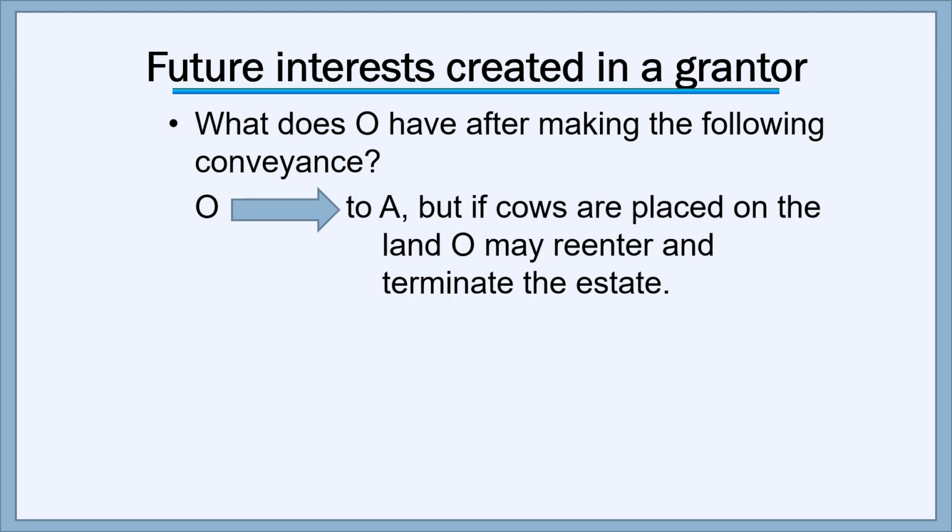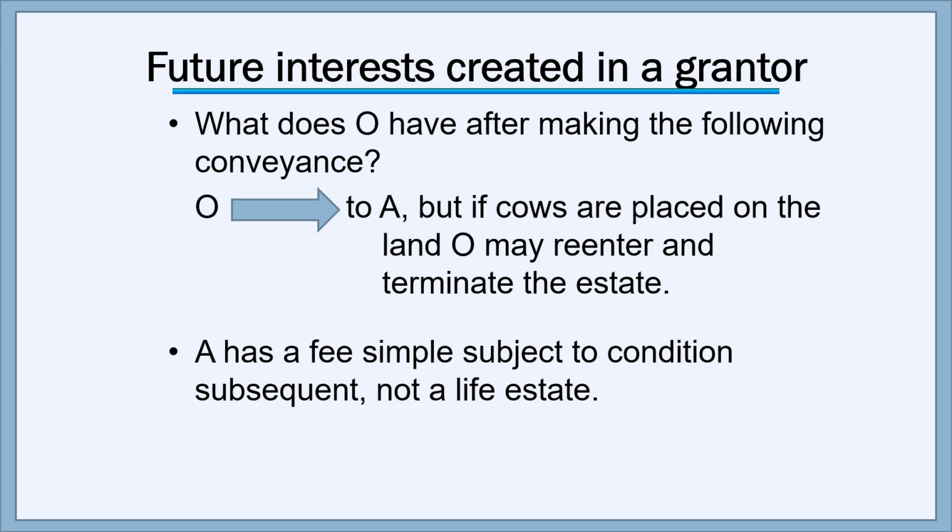Now here's a slightly different example. O again owns land in fee simple absolute and conveys it to A, but if cows are placed on the land, O may re-enter and terminate the estate. Now this sounds like another defeasible estate, but it's not a fee simple determinable, because this time, in order for O to terminate A's estate, O has to take some affirmative action. We would call that language about re-entering simply language of re-entry, and that of course indicates that A has a fee simple subject to conditions subsequent.